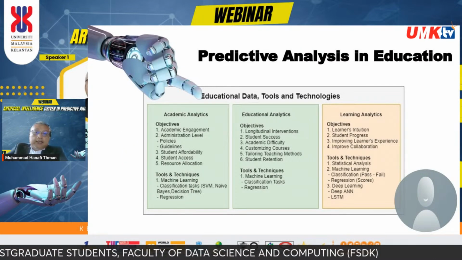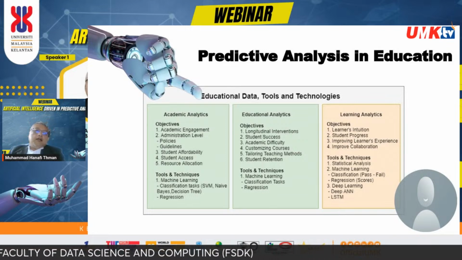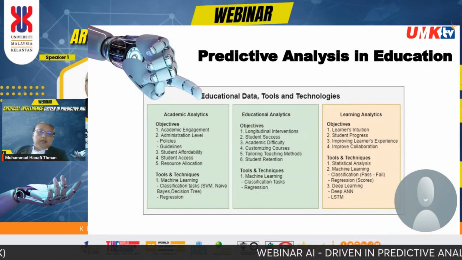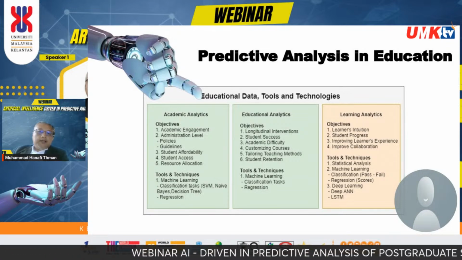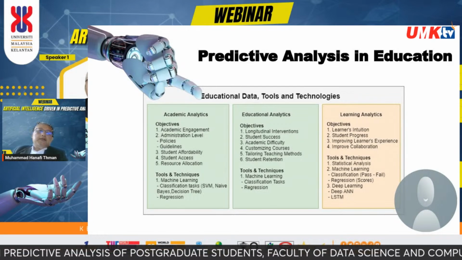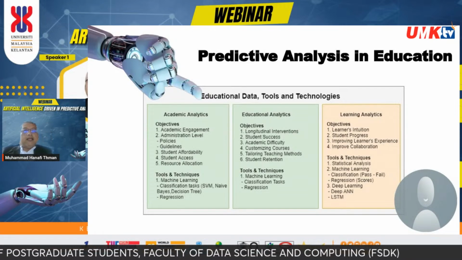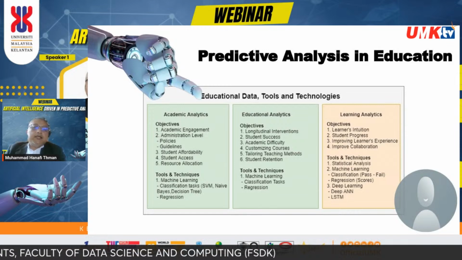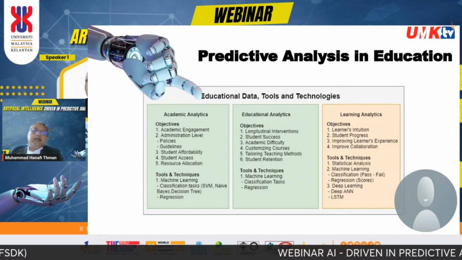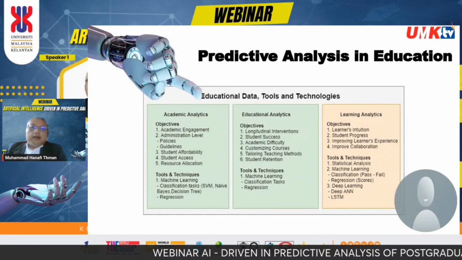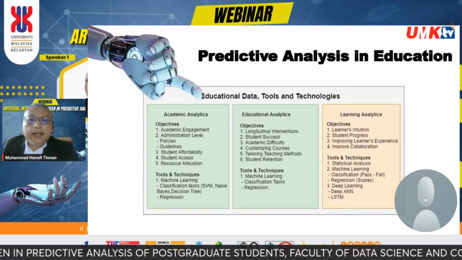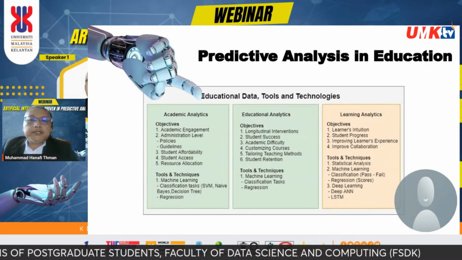Actually, predictive analysis in the education sector consists of academic analytics involving machine learning, classification tasks, and regression. For education analytics, the tools are machine learning, classification, and regression. And the last is learning analytics: LSTM, deep learning, deep ANN, and regression.